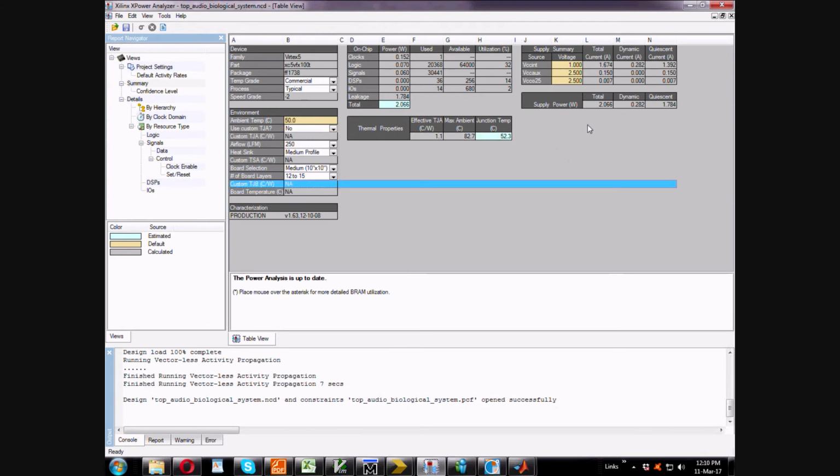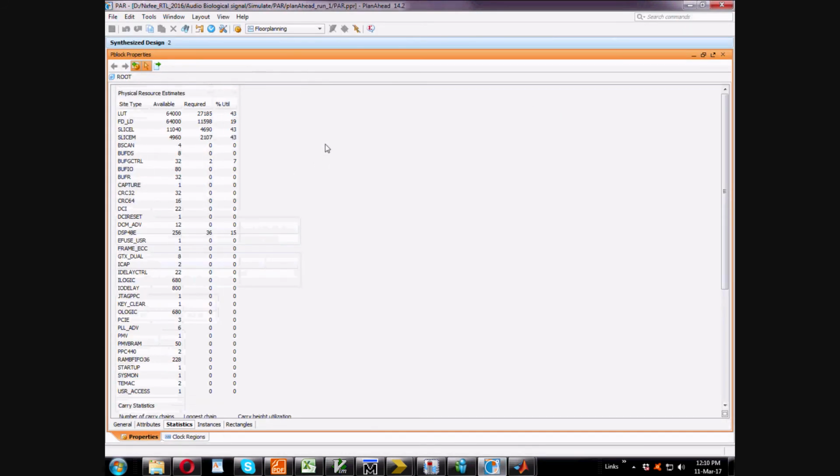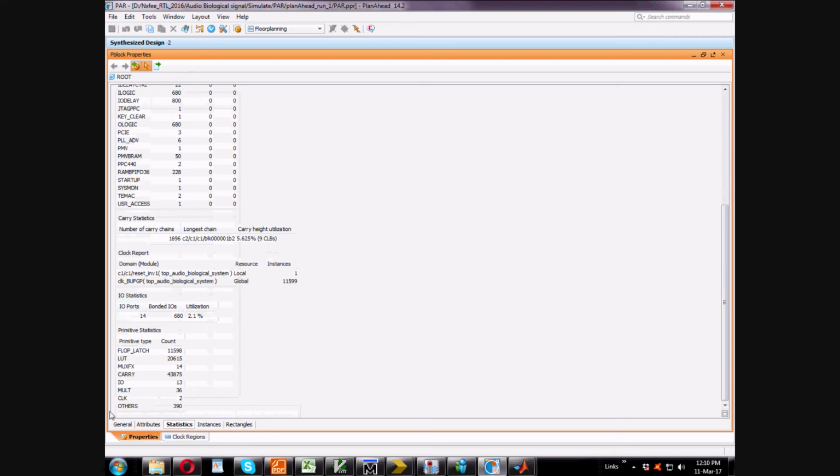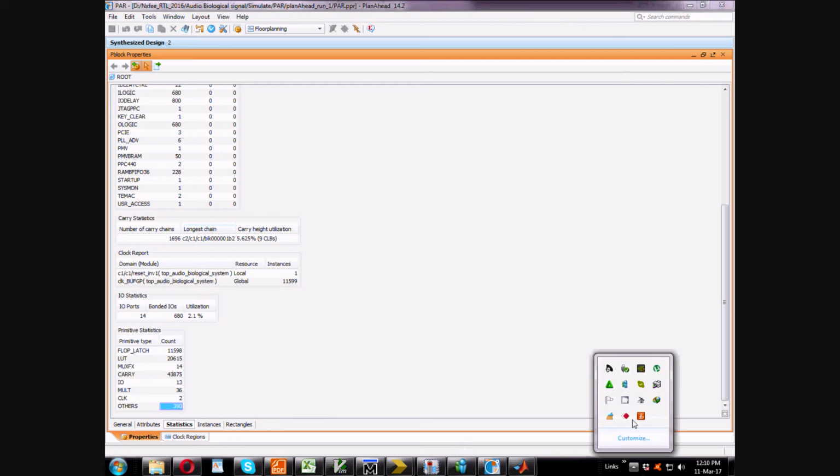This is the power report. The power is 2.066, and this is the area report for LUT size available and required, and how many flip-flops it takes. These are the output parameters. Okay, thank you, bye.